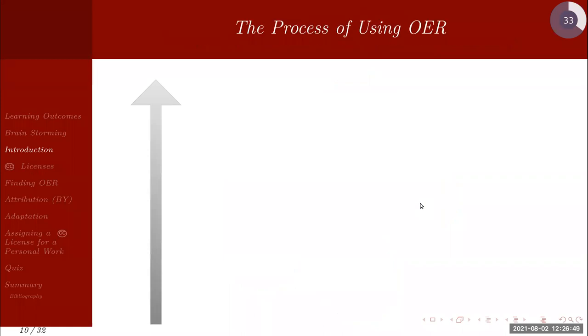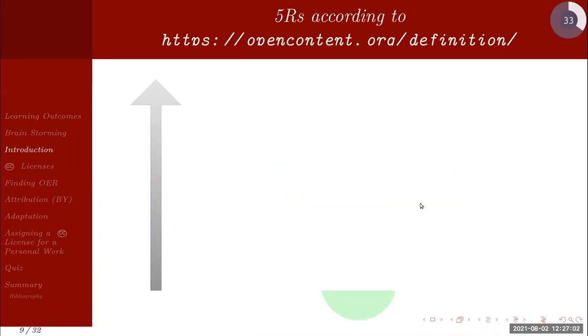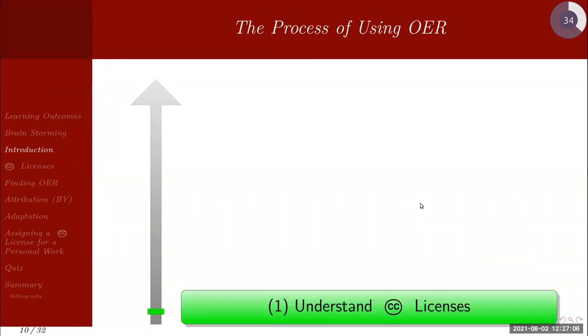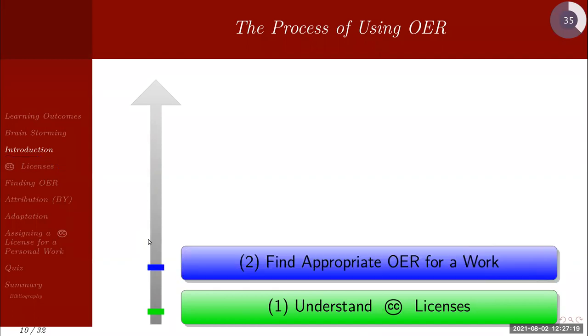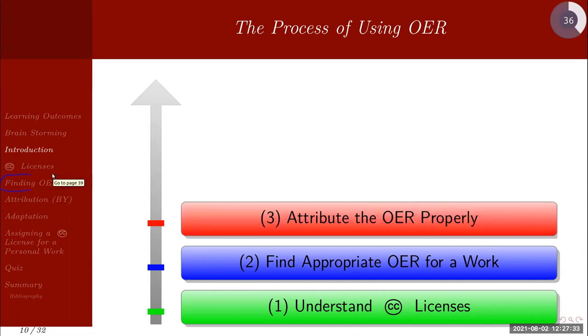Today, now focus on what you'll gain from this session. First and foremost, you should understand the Creative Commons licenses, and we'll try to cover this here. It should be clear to you what the different types of CC BY licenses are. Then you should find OER for your work. Finding OER is one section, and I'll show you how to find OER. After you find open educational resources and use them, you must attribute that OER properly. Attribution is very important, and I will tell you how to attribute.